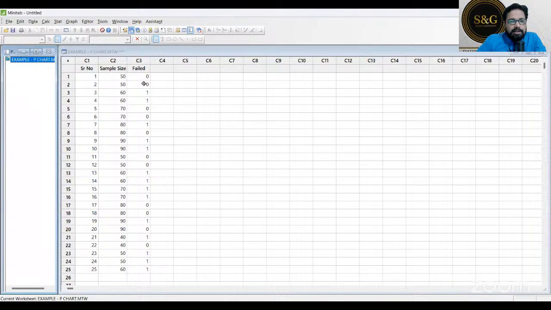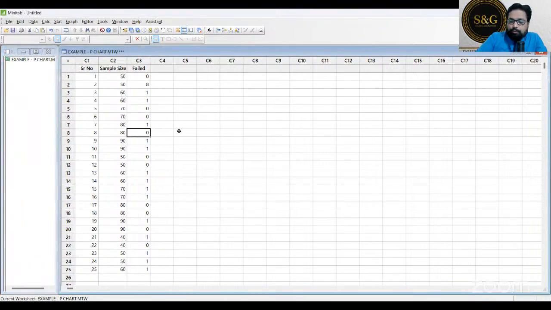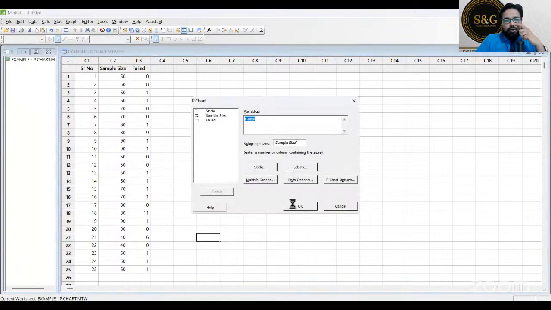So let's change this. Instead of this, let's say put 8. Here, let's say put 9. Okay, let's say put 11 failed. Maybe 6 failed, etc. Okay, so I just put some data and I will do this graph once again.